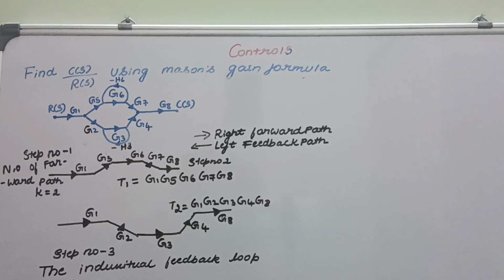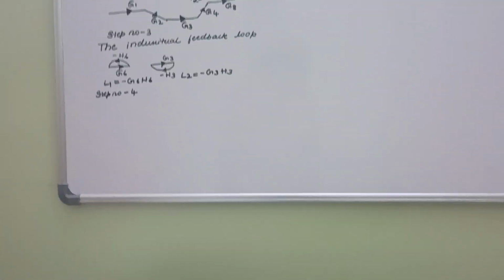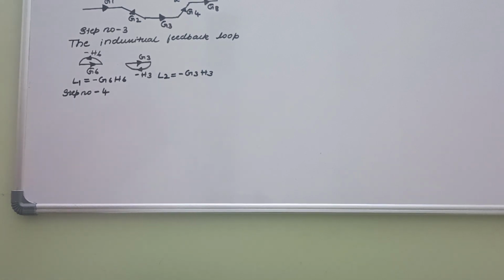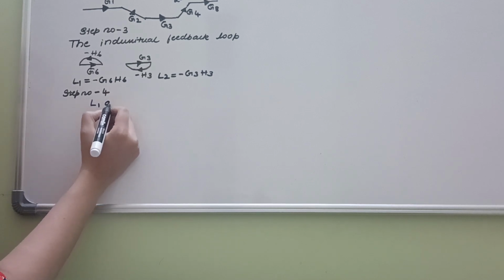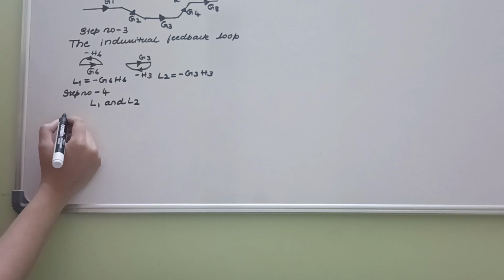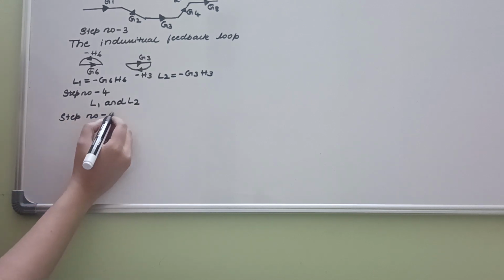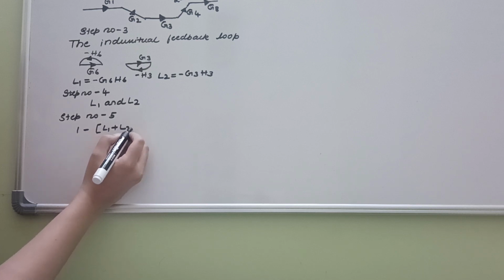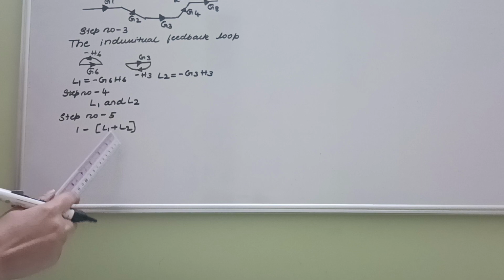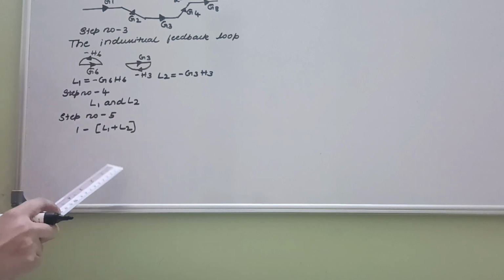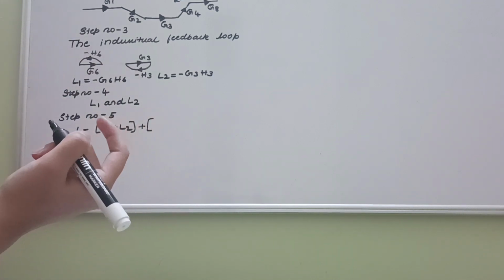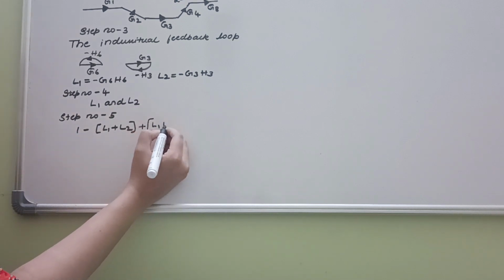Let me start writing now. The combination of two non-touching loops is L1 and L2, as I showed you. Step number 5 is finding out the delta. Finding delta for this problem is quite easy, because it is nothing but 1 minus the summation of all the individual feedback loops, plus the combinations of two non-touching loops, that is L1 and L2, right?